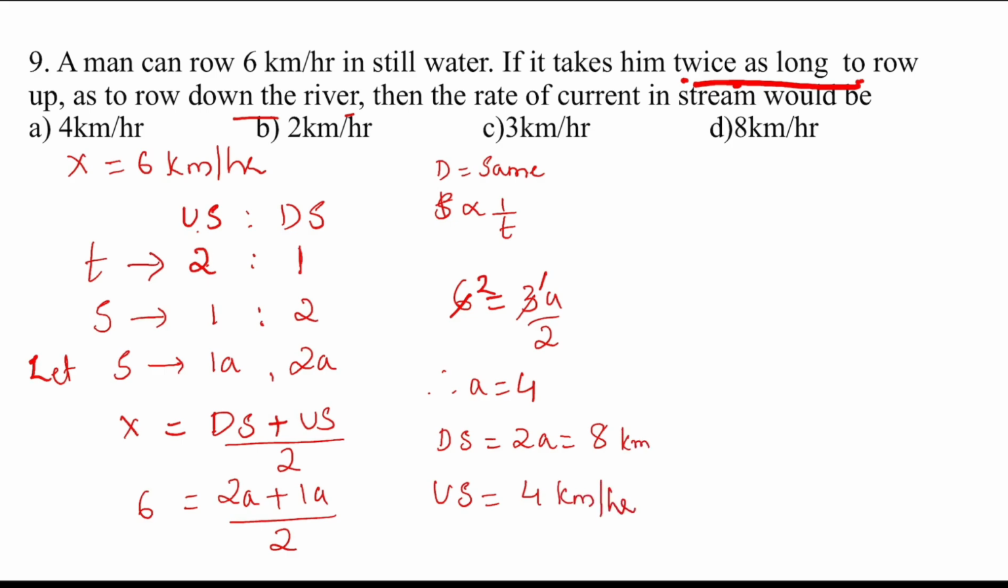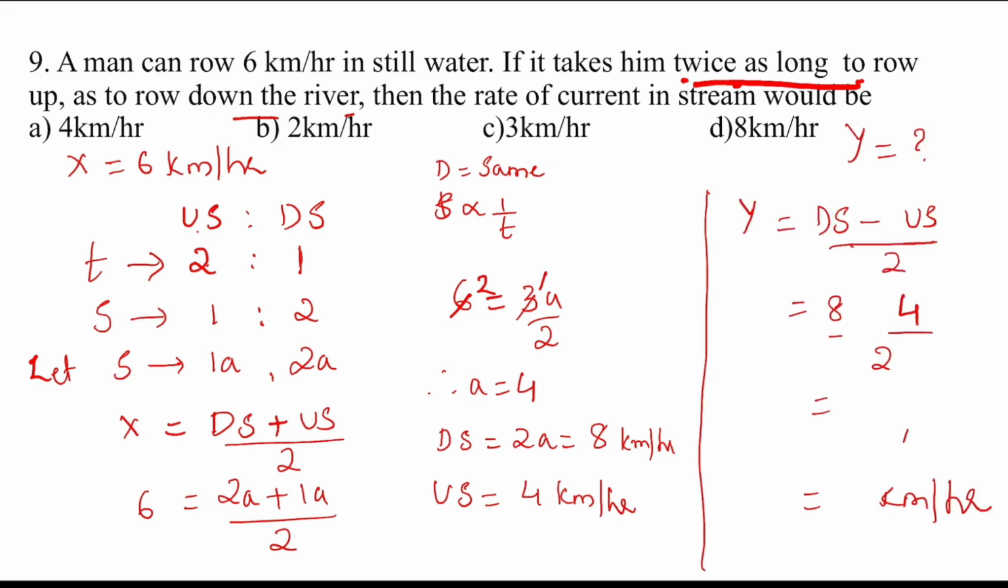Okay. So we got downstream and upstream speed. Now we can calculate the current of the stream. So current of the stream is what? Y is equal to how much they are asking. So Y is equal to DS minus US. Sorry for the disturbance. 8 minus 4 is 4, by 2. 1 twos are 2. So it is 2 km per hour. Option B is the answer. So next problem.